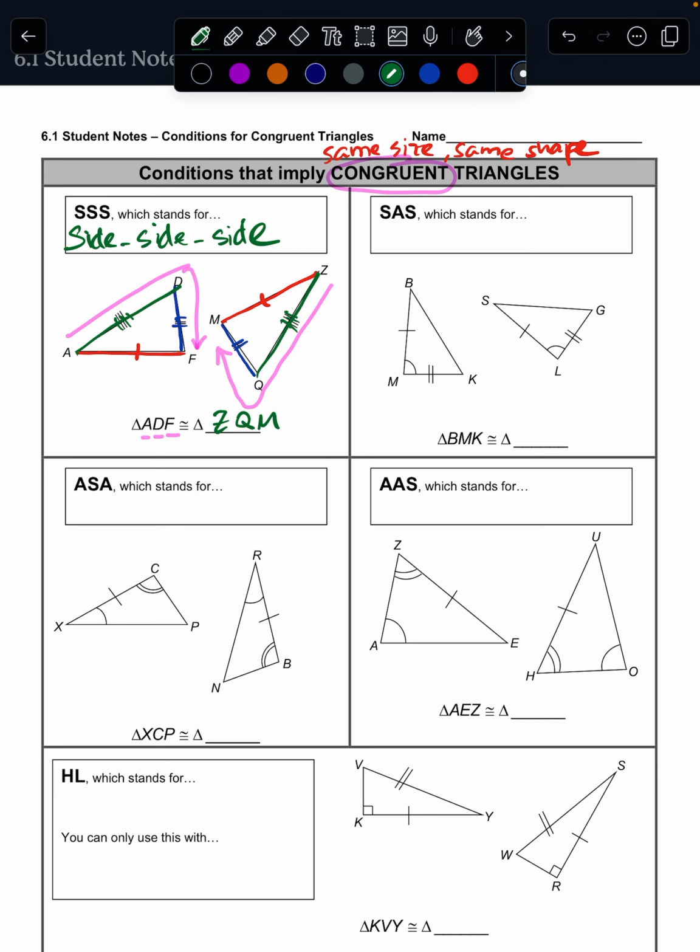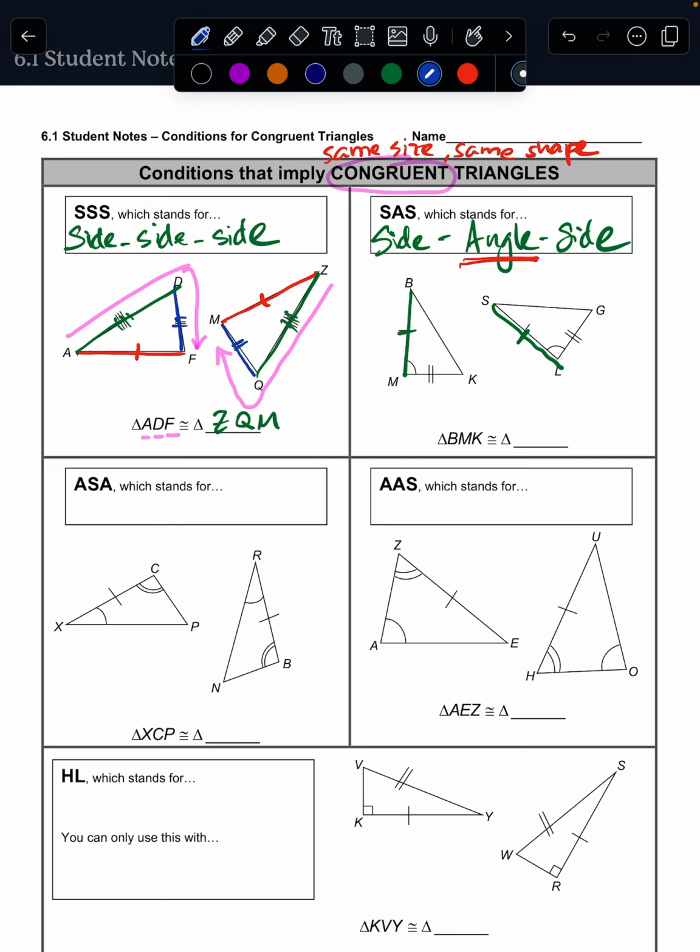All right. Now let's go over here. This time, we have side angle side, right? So this is side angle side. Notice that the angle is in between the two sides. This is called an included angle. Okay. So let's look at our two triangles. We notice the hash mark right here. So this segment BM and this segment SL both have 1 hash mark. So those corresponding sides are congruent.